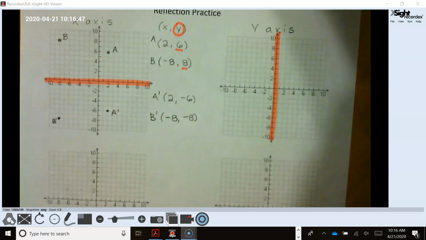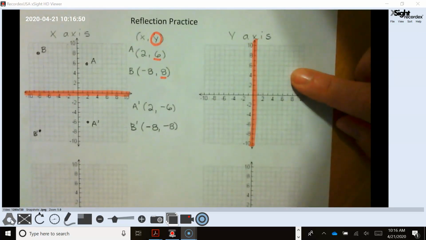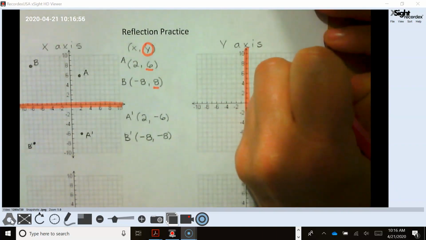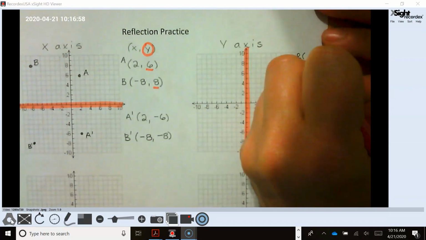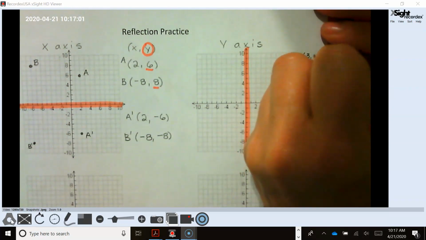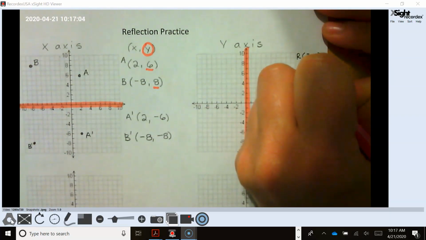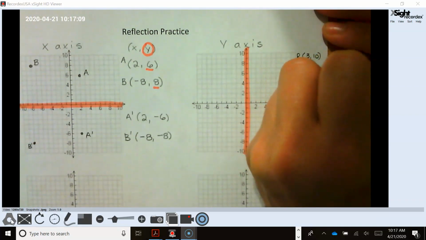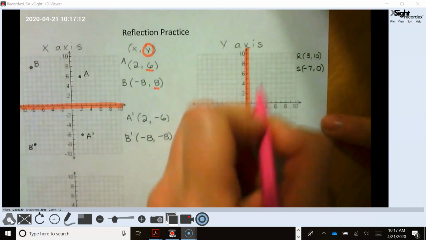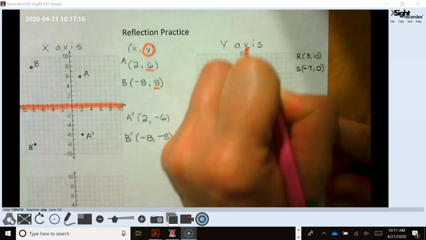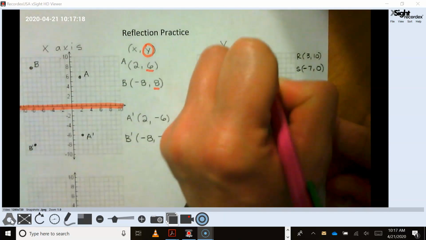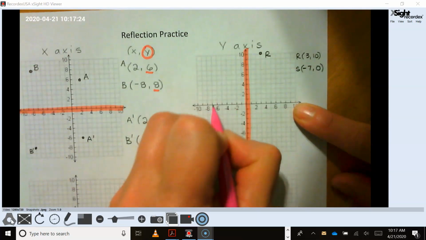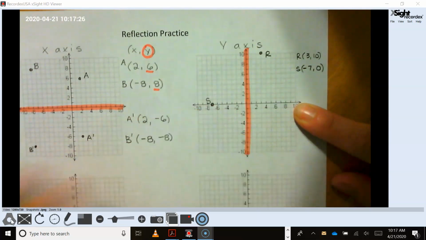All right, now let's take a look at moving a couple of dots across the y-axis. Let's plot point R at 3, 10, and let's plot point S at -7, 0. Again, we're not going to connect these dots. They're not going to make a shape. We're just going to put down a couple of points. 3, 10, there's point R. -7, 0, there's point S.